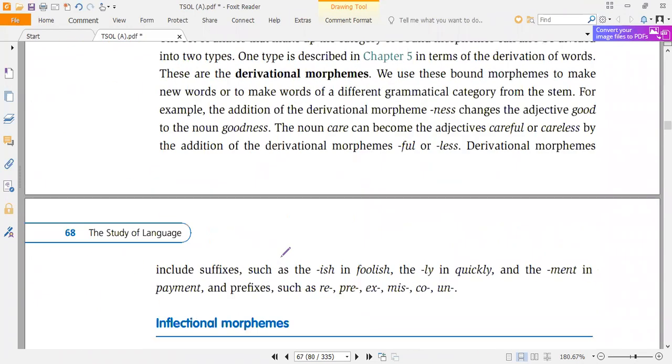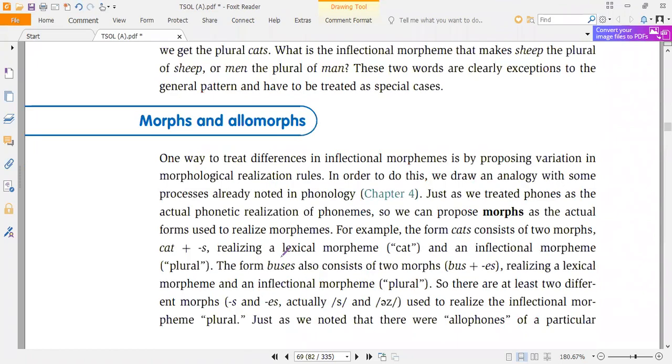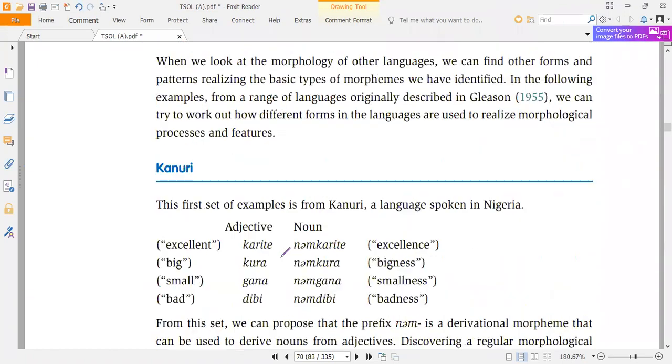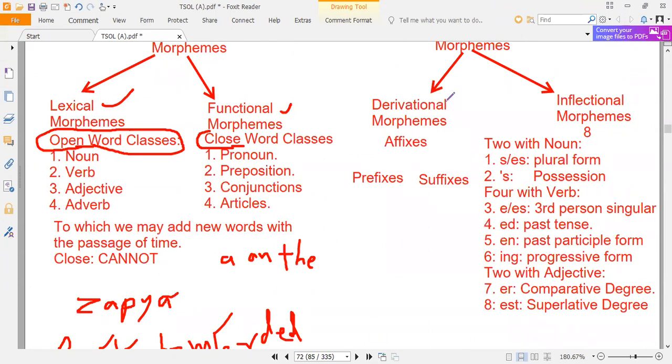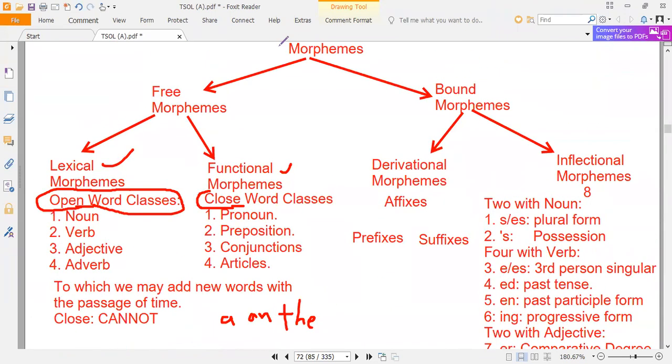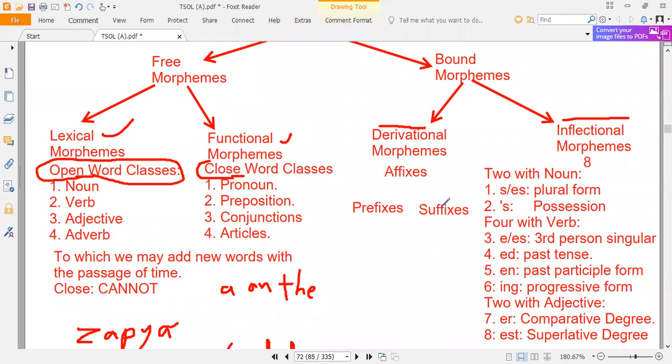Okay. Then if you look at the bound morphemes, they are also divided into two categories. The first one is derivational morphemes, while the second one is inflection morphemes. So today we are going to talk about them.